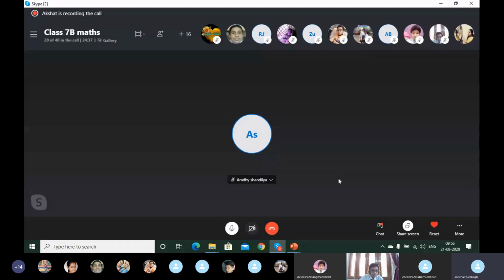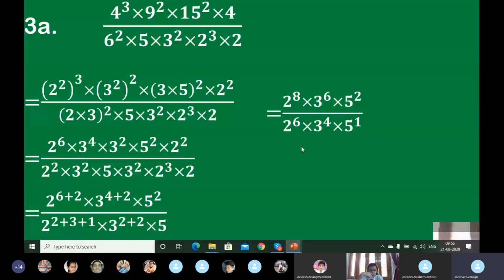See, okay, let me tell you. You can see that the base is the same in the numerator and denominator. So we will assemble the same bases and apply the division law. When I assembled, 2 to the power 8 divided by 2 to the power 6 gave me 2 to the power 8 minus 6. 3 to the power 6 divided by 3 to the power 4 gave me 3 to the power 6 minus 4. 5 to the power 2 divided by 5 to the power 1 gave me 5 to the power 2 minus 1.